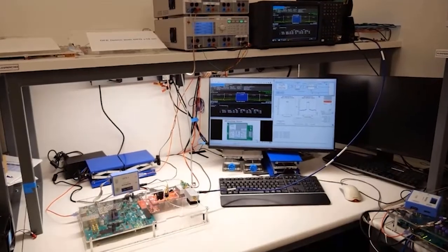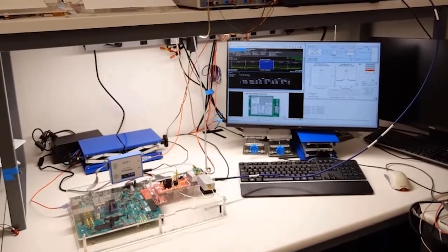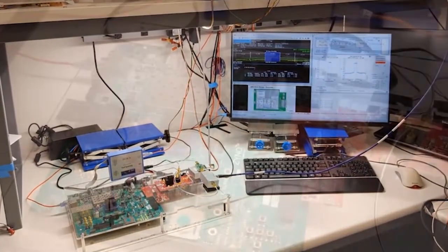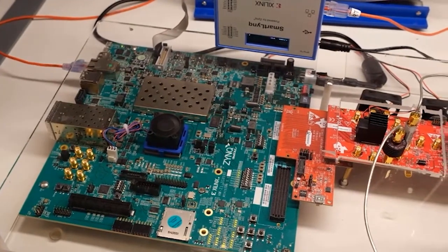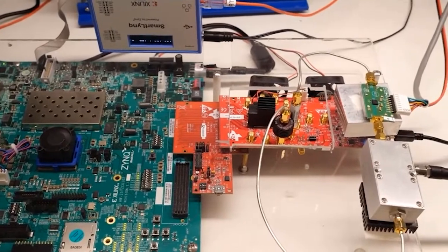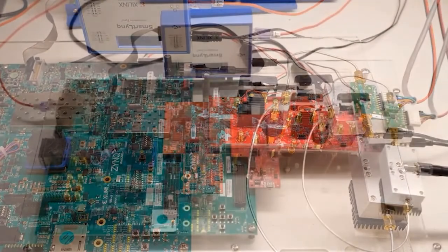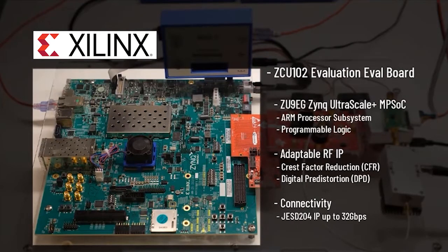So this is the bench setup for our demo today. We can see the evaluation board, the ZCU102, and the RF transceiver board from Texas Instruments, along with the power amplifier from Skyworks. So this is the ZCU102 board.